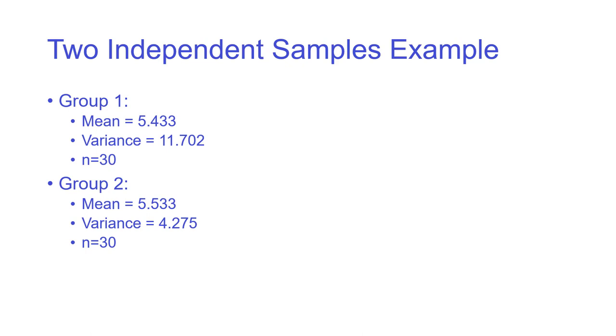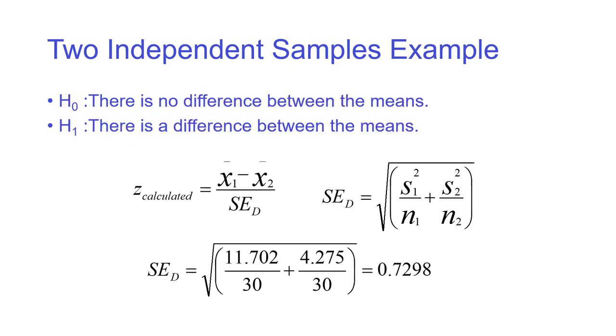Now already here you can see the variation is quite large compared to the differences between the two means. So this gives you a hint that it's not likely to turn out to be significant, but let's do the test anyway. Null hypothesis is there's no difference between the two means. Alternative is there is a difference between the two means. The formula for Z calculated is the mean of the first one minus the mean of the second divided by the standard error of the differences. So the first thing we need to do is work out the standard error of the differences. In this case it's 11.702 over 30 plus 4.275 over 30, and then square rooted.